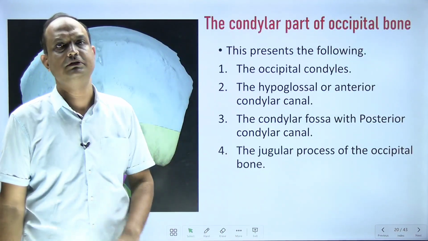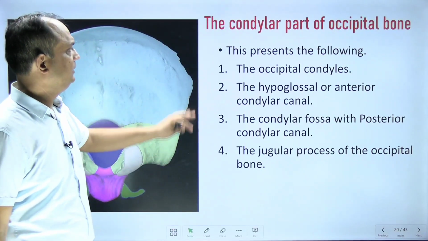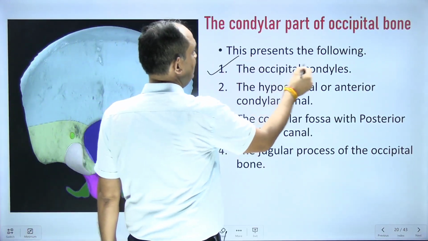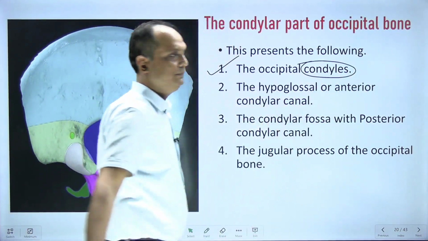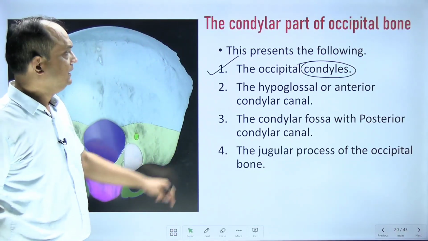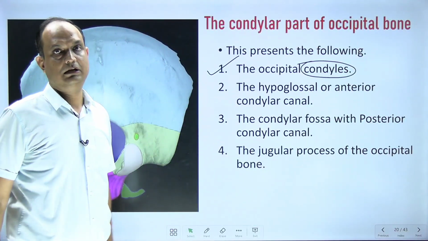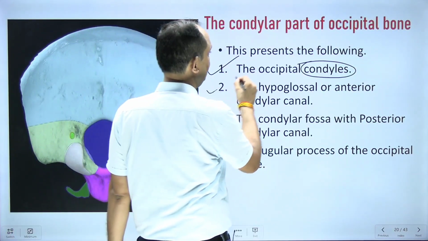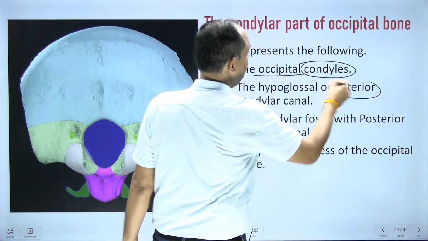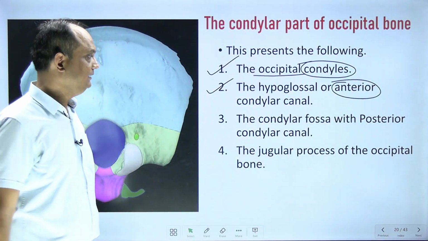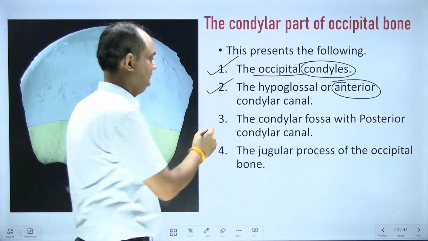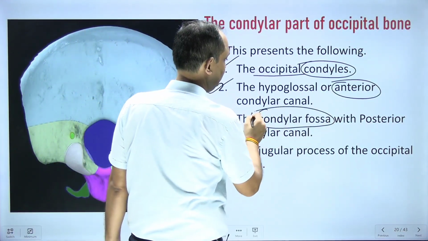So let's discuss these areas one by one. First are the features of the condylar part. In the condylar part, the most important feature is the occipital condyles. Then you will have the hypoglossal canal. This hypoglossal canal lies in front of the condyles, so it is also known as the anterior condylar canal. Then behind the condyle, as I told you, there is a depression known as the condylar fossa.